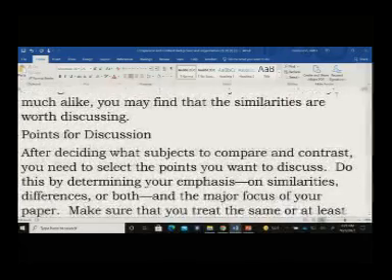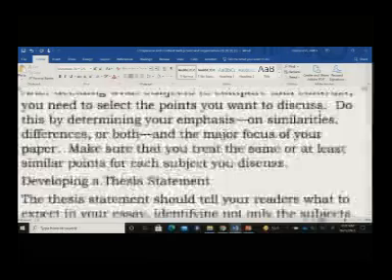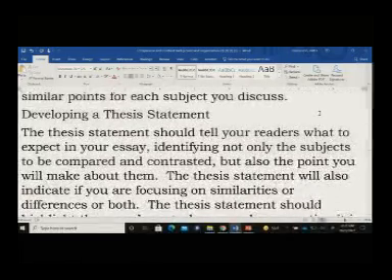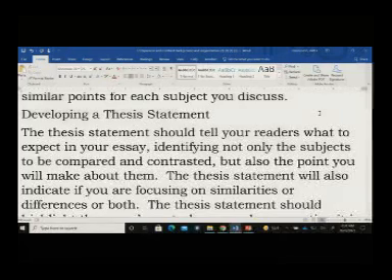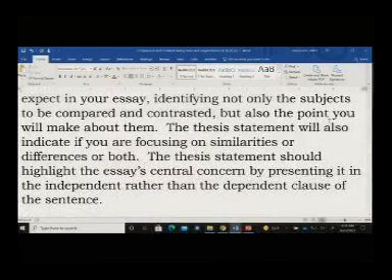So points for discussion. A lot of this we've just gone over. After deciding what subjects to compare and contrast, you need to select the points you want to discuss. And you have to figure out if you're going to look at their similarities or their differences. So the thesis statement should tell your readers what to expect in your essay, identifying not only the subjects, but also the points you're going to make about them. And it should highlight the essay's central concern by presenting it in the independent rather than the dependent clause. I'm sure that means a lot to you guys. Independent clause can stand on its own as a sentence, dependent clause can't.